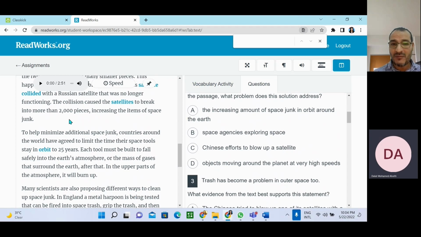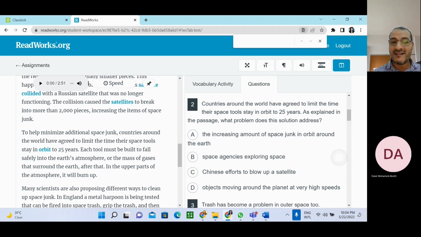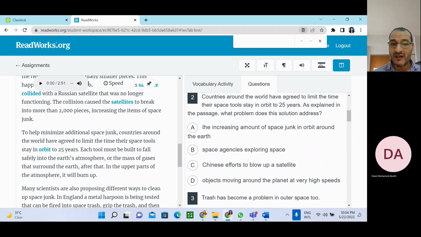What's number A? What problem does this solution address? The problem is the increase in amount, or additional space junk. This is the problem, making additional problems. They want to solve it by minimizing. So the problem is the increased amount. The solution is to minimize. What is the problem? Space is getting more and more additional space junk. How to solve it? To minimize. It must be the answer.